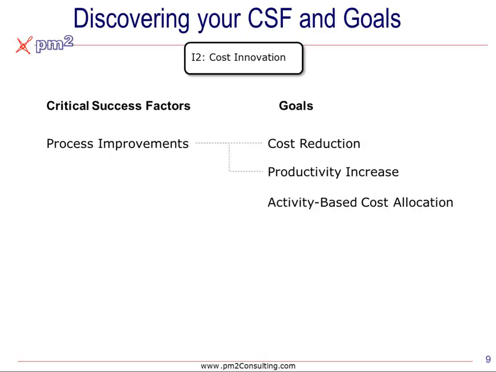What are the goals? Like, in order to do cost innovation, we need to be able to do activity-based cost allocation so we can deliver that specialized and differentiated service to different customers. Well, what do we need to do in order to achieve activity-based cost allocation? We now move to the left to say, well, a critical success factor is we must implement ABC.